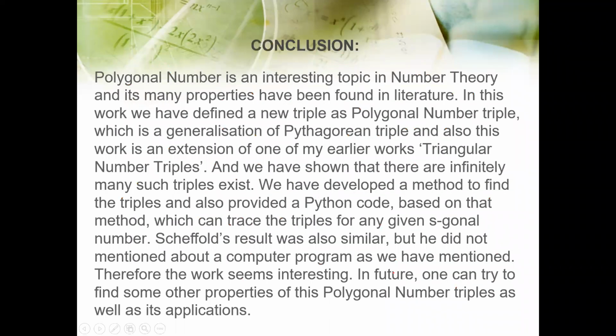So that's it. Polygonal numbers are an interesting topic in number theory, and many of their properties have been found before. In this work, we have defined a new triple of polygonal numbers, which is a generalization of polygonal Pythagorean triples. We have shown that there exist infinitely many such triples, and we have developed a method to find these triples. And we have shown a Python code which is written on the basis of that method.